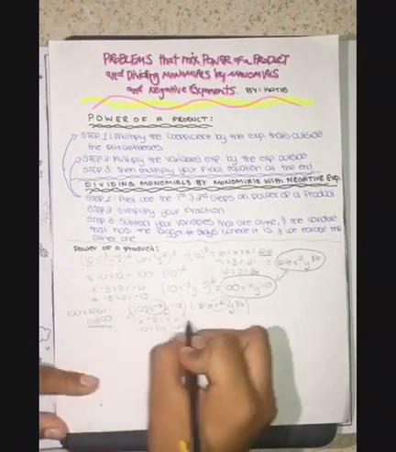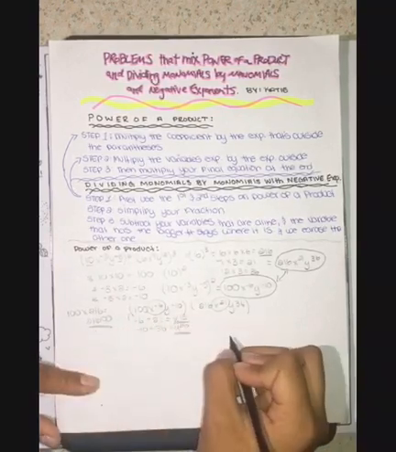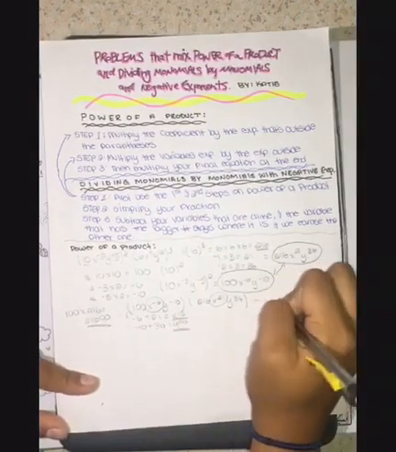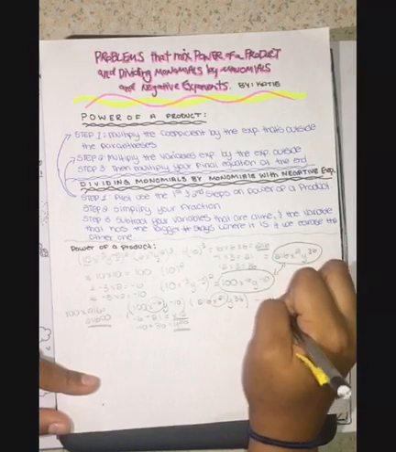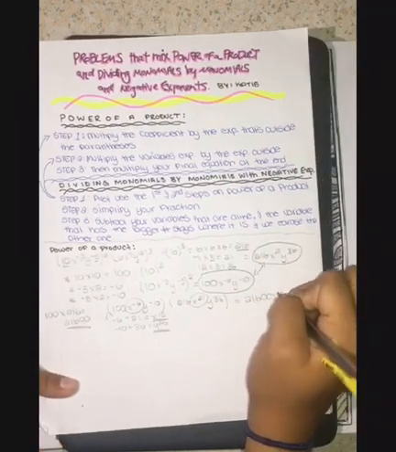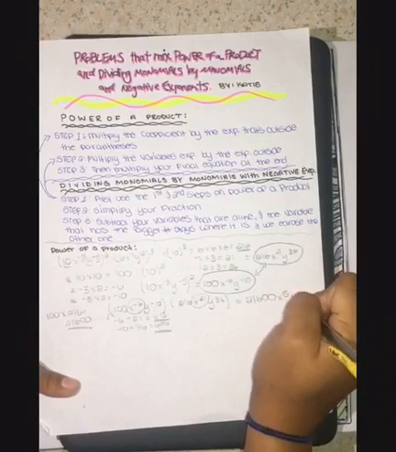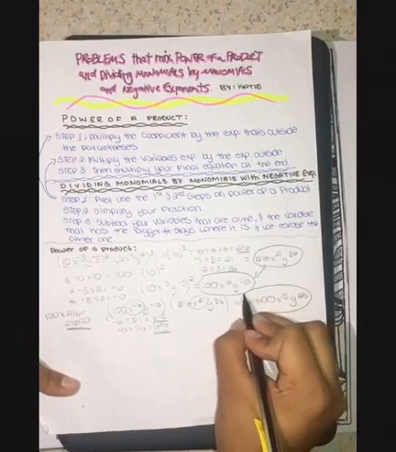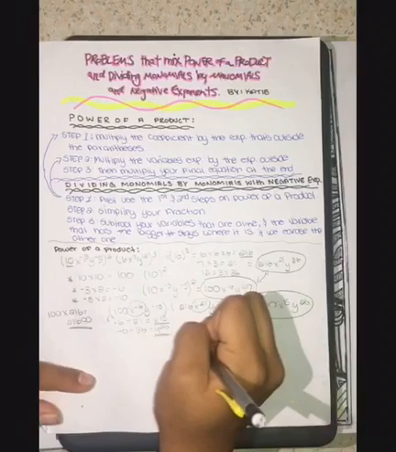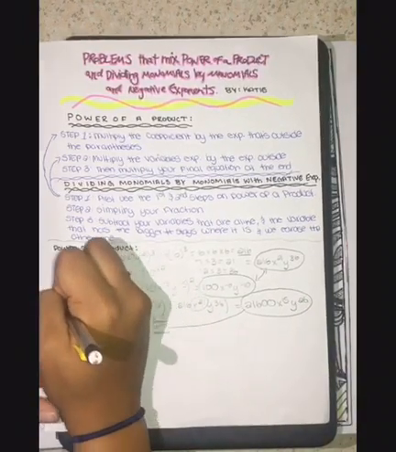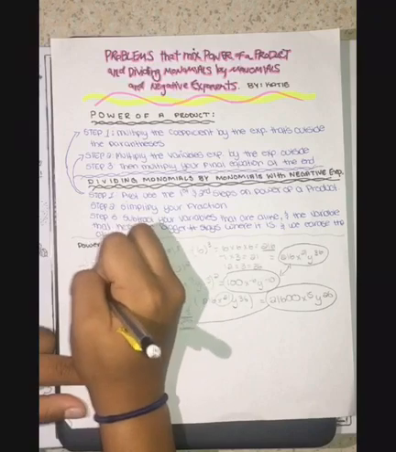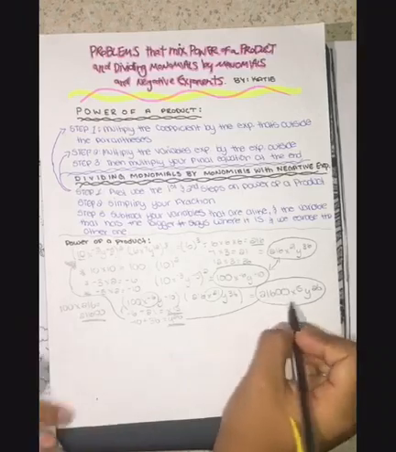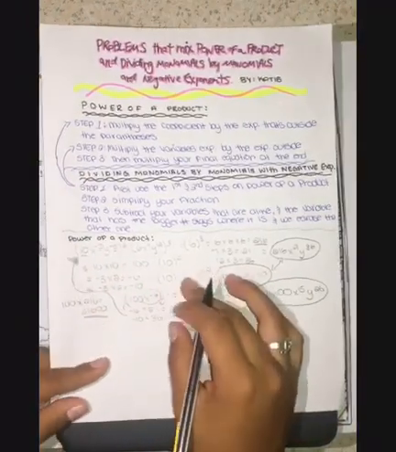So we have these two and this one. So that is going to be our final answer from this equation. So this is our answer. That's for doing power of a product.